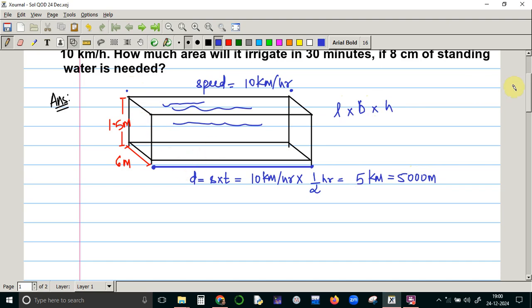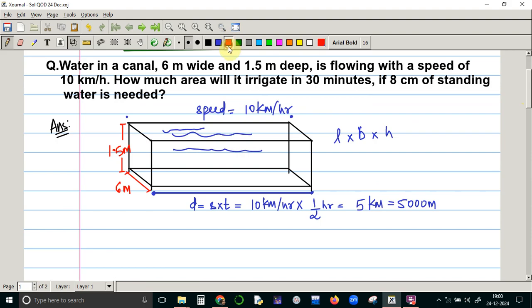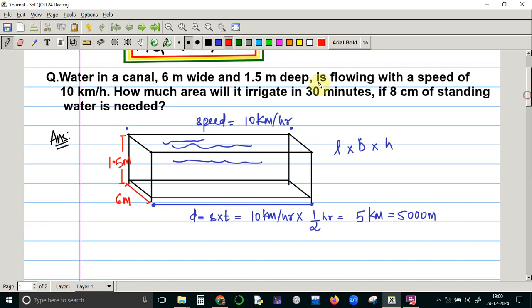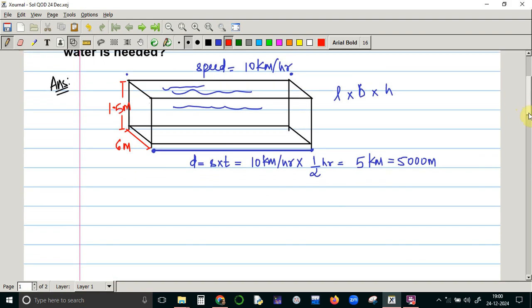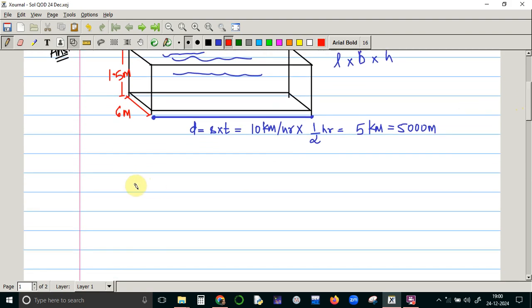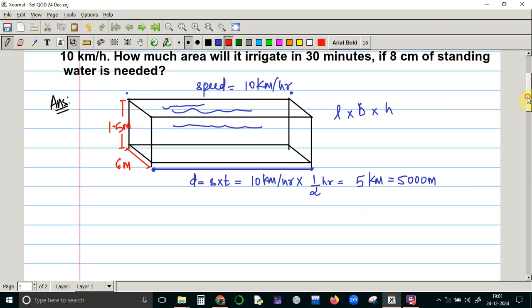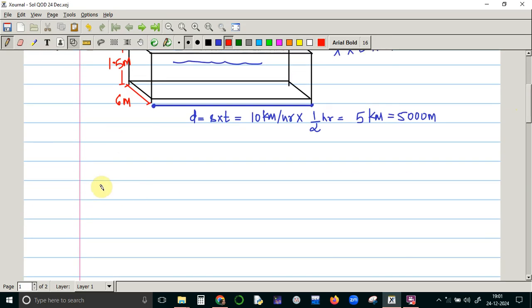Now the second part. The water collected in this section of the canal is released in a field. And that water is going to spread all over the field, having a thickness, a layer of 8 centimeter. Now we have to understand that area into height is volume. This thing we must know, that area into height is a volume.